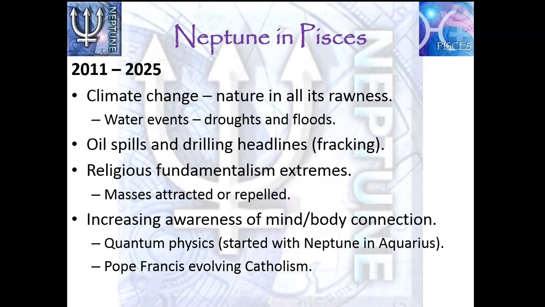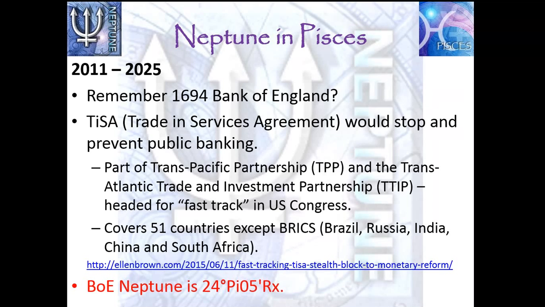I'd like to move on to another topic. I never thought of this with Neptune in Pisces, but it was really hitting me as I was doing some of my prepping in this last day. Remember I said in 1694 the Bank of England's charter was created? The Bank of England has Neptune retrograde natally at 24 degrees Pisces, 5 minutes. You see that at the bottom of their chart.